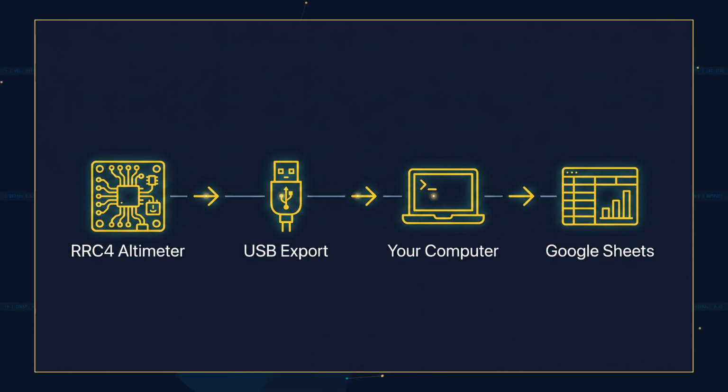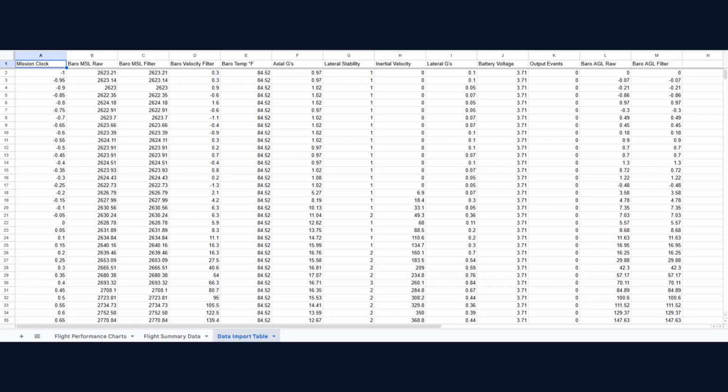The CLI export gives you the complete, detailed data recording in high resolution. Connect via USB to the RRC4, export your flight data into a text file, then import into our Google Sheets template. Mission clock, barometric altitude, axial Gs, velocity, lateral stability, output events, battery voltage. Every data point captured for the entirety of the flight.